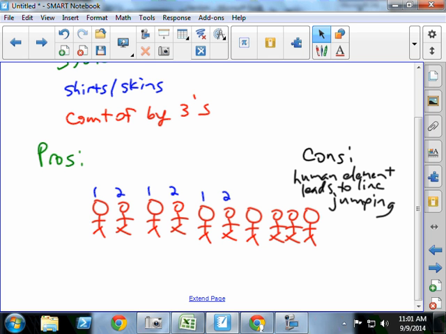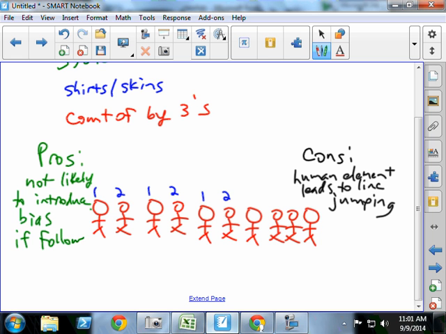Well, what's a good thing about this? Yeah, you're right. It's not likely to introduce bias, if followed as outlined.